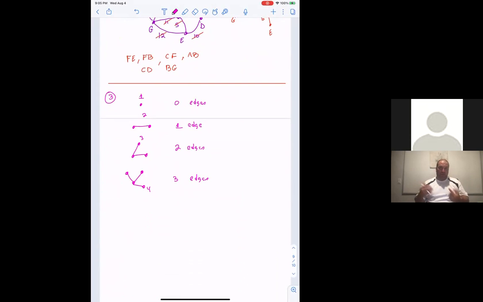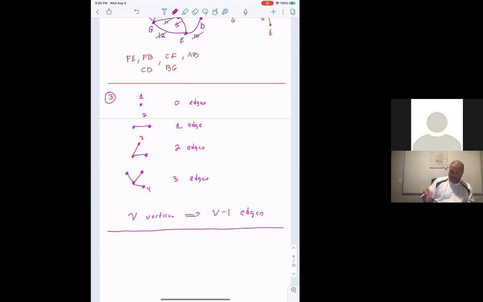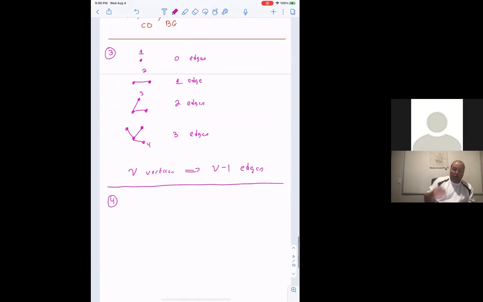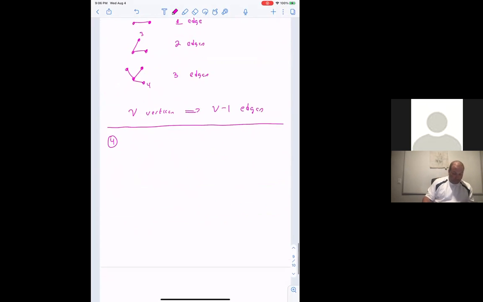Well, you're not going to have an edge for the first vertex, but you're going to have an edge for the second one. You're going to add 1 edge to get the third one. You're going to add 1 edge to get the next one. So via Prim, V vertices does imply V minus 1 edges. So our simple example there does lead to a consideration which makes sense, assuming Prim's algorithm is correct.